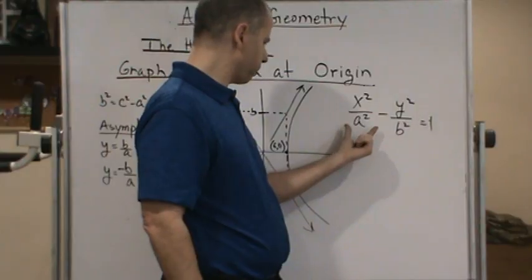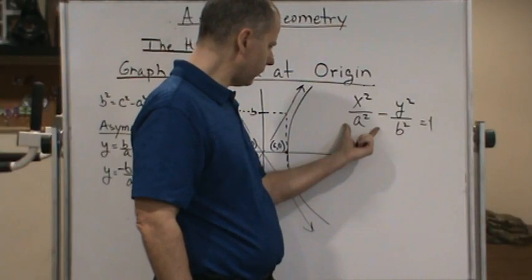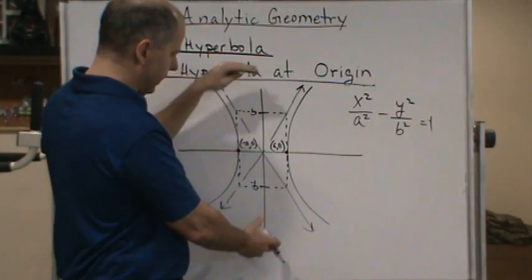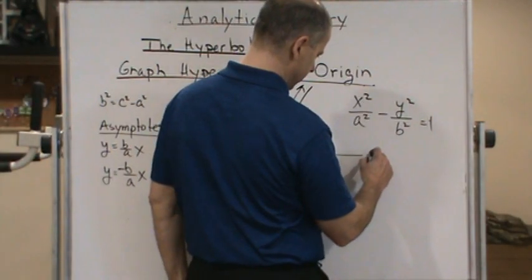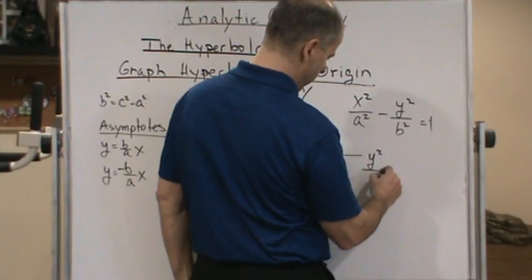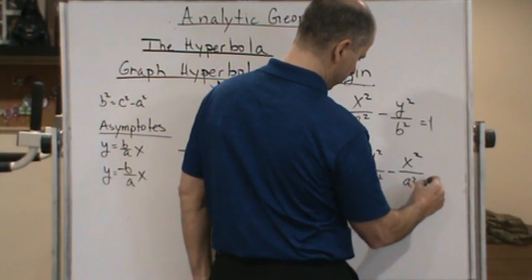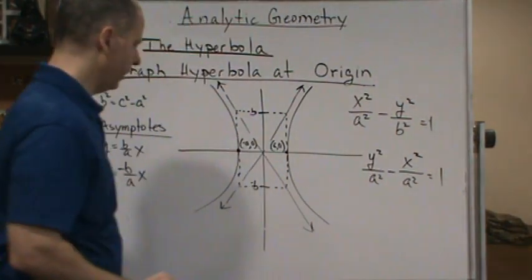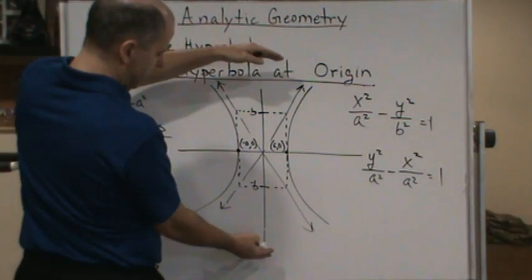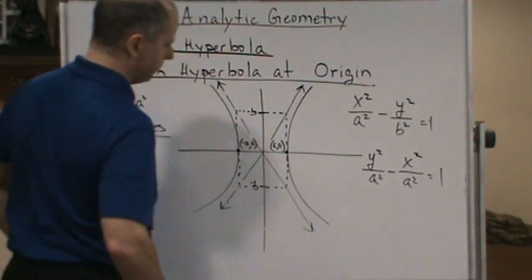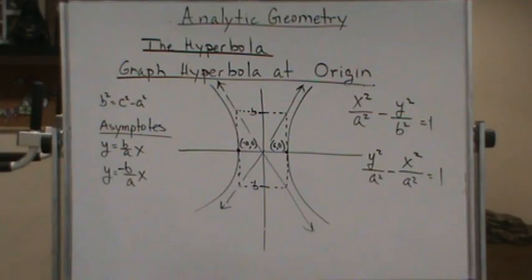Now, if it was rotated 90 degrees, it would look like this: y squared over a squared minus x squared over b squared is equal to 1. That means it would traverse the y-axis, so this would be rotated 90 degrees. We'll give you a summary of all of these characteristics in the next video.